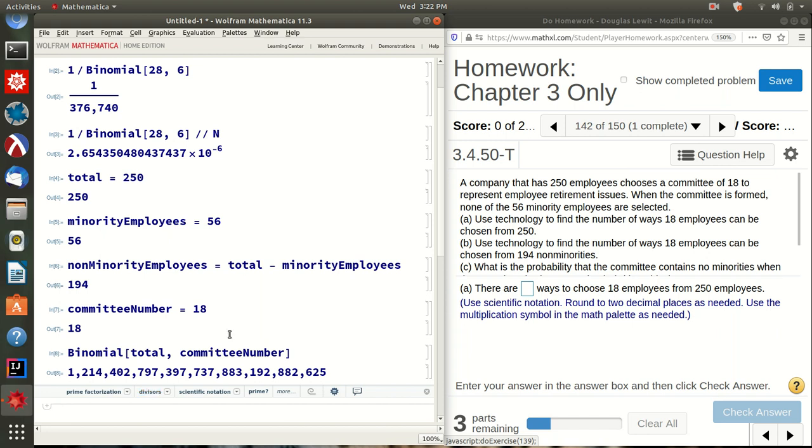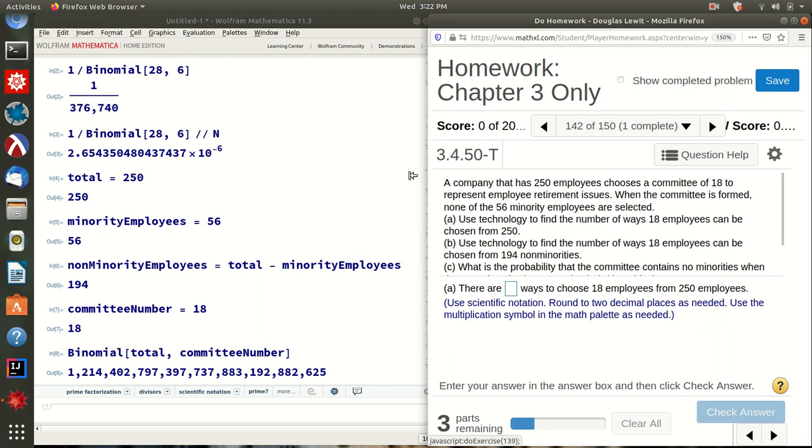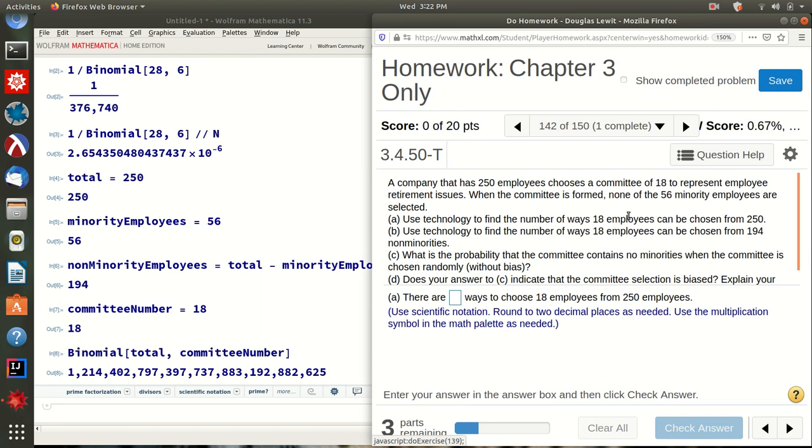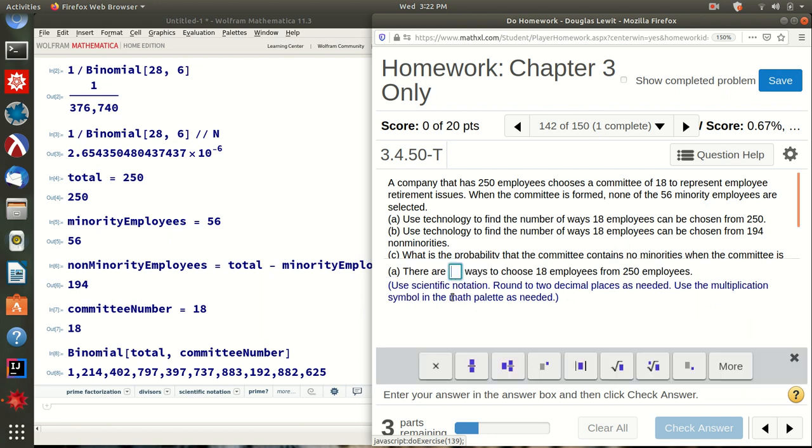Hold on one second. Use scientific notation. Round to 2 decimal places as needed. Use the multiplication symbol and the math palette as needed. We're going to have to do that because that number is gigantic. So that number, wait a minute. Okay, so that's going to be 1.21 times, now let's do some counting here.